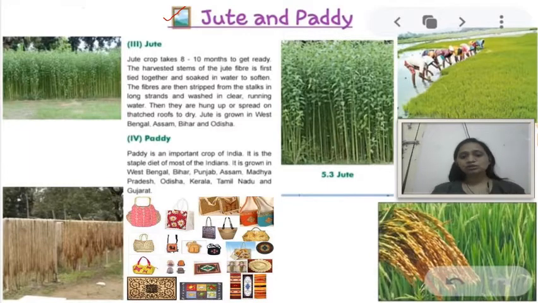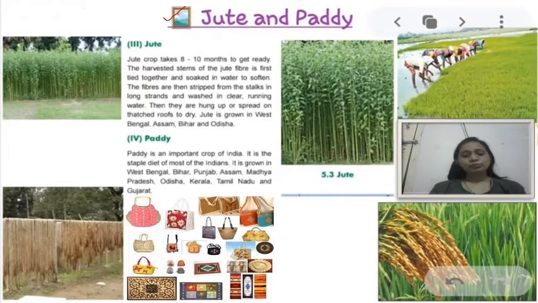The fibers are then stripped from the stalks in long strings and washed in clear running water. Then they are hung up or spread on the thatched roof to dry. Jute is grown in West Bengal, Assam, Bihar and Odisha.